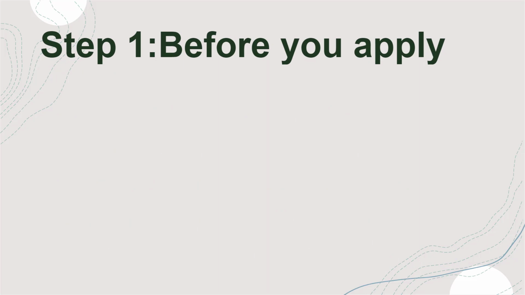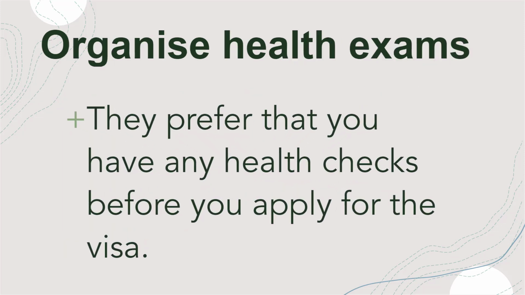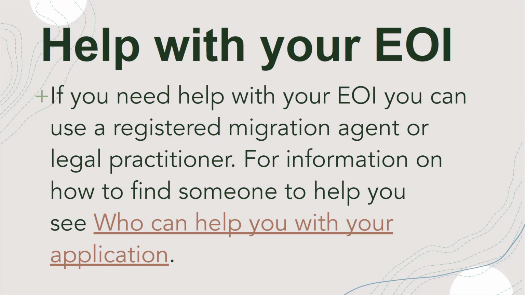Now, let's understand the steps before applying for the visa. First step: before you apply, you must submit an expression of interest through SkillSelect to let them know you want to apply for this visa. They prefer that you have any health checks before you apply for the visa. If you need help with your EOI, you can use a registered migration agent or legal practitioner. For information on how to find someone to help you, see who can help you with your application.